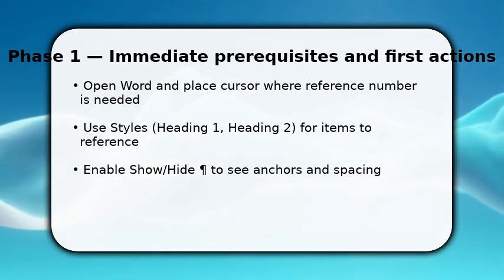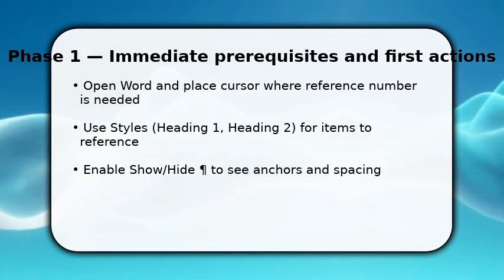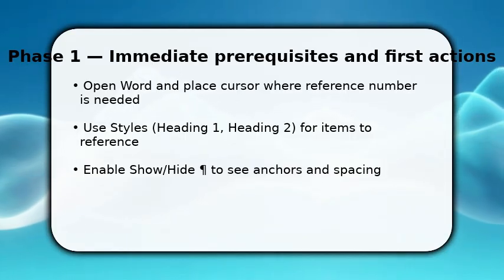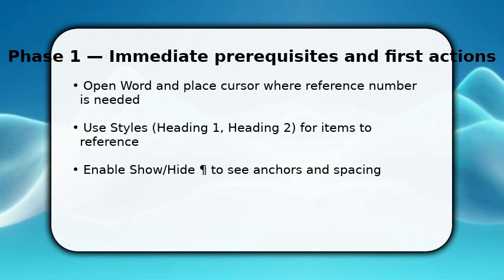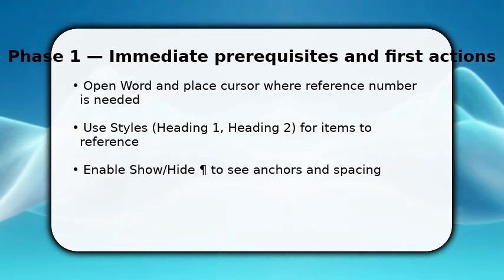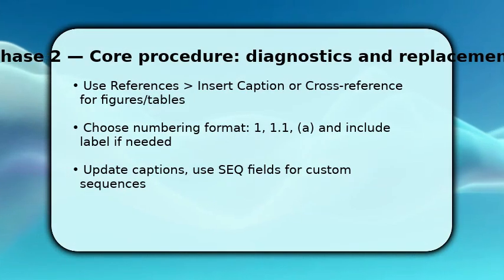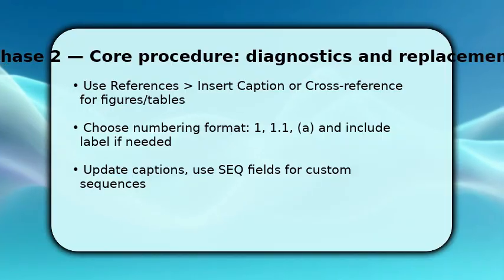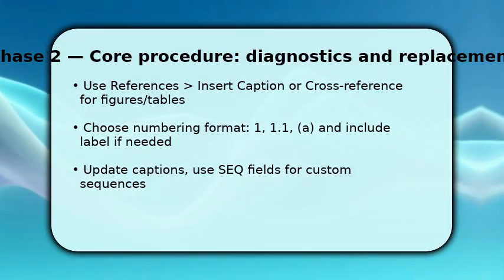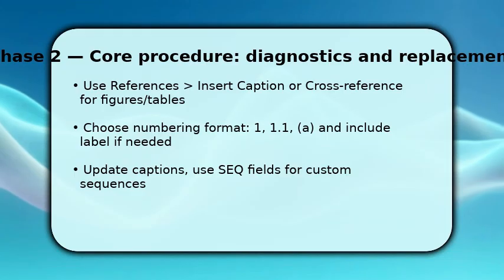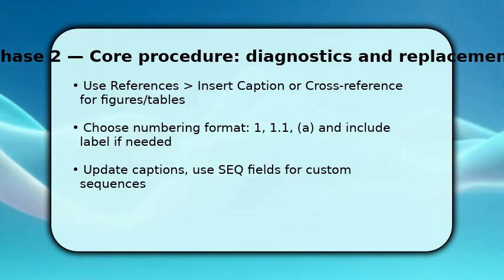Now go to the References tab, that's where numbering and cross-references live, and get ready to insert the first numbered marker. You insert the actual reference by using Insert Caption for figures or Cross-Reference for text references. Choose the appropriate label and numbering format so items stay consistent. Make sure you select the entire label plus number when inserting, because cross-reference inserts a field that updates automatically.